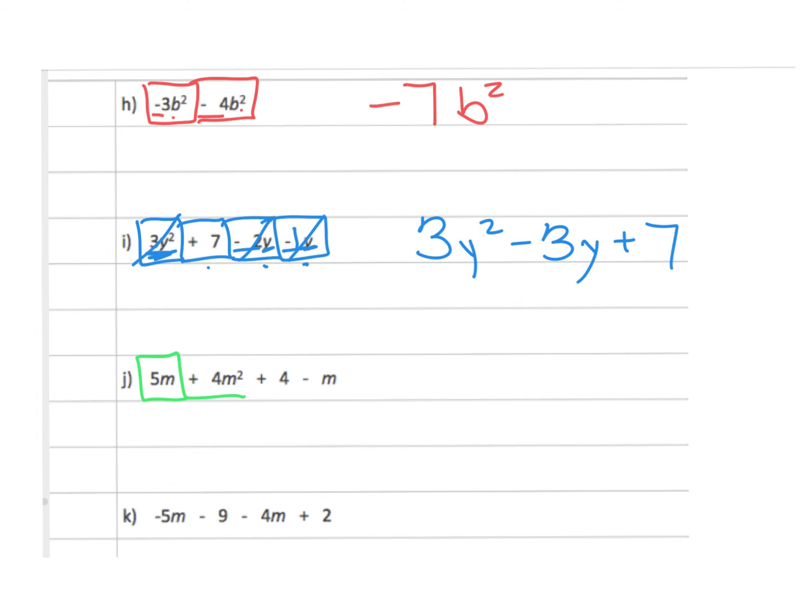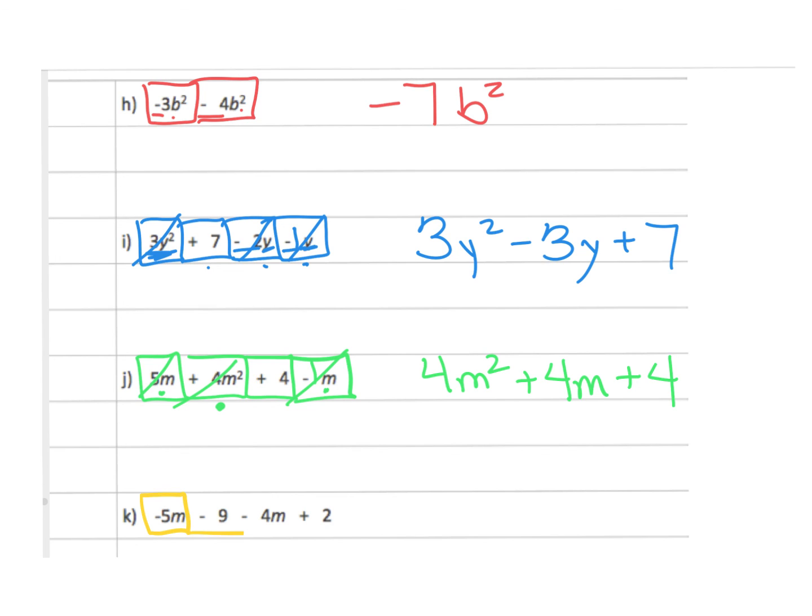Okay, J, put boxes. I always start with the squared ones. That's the way that I was taught, so that's the way that I'm going to do it. There isn't any other m squared, so 4m squared goes right at the beginning. I'm done with that one. I have 5m minus 1, so 5 minus 1 is a positive 4, so plus 4m. I'm done with my m's, and the plus 4 I can just add onto the end.